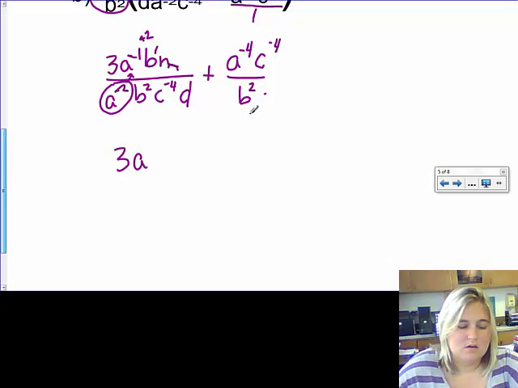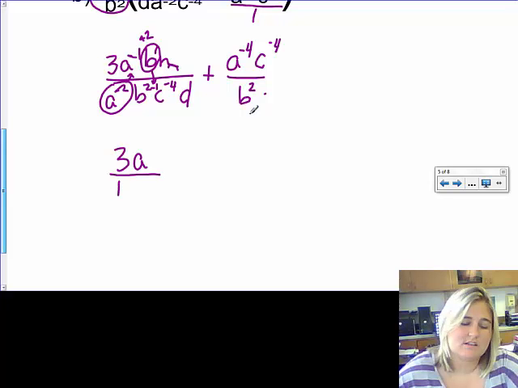I have b to the first and b to the second. I'm going to move the smaller one, which is b to the first, and I'm going to move it down here, which means I'm going to subtract 1 because this was positive. I'm going to do the opposite, which is to subtract. So I have b to the second minus the first gives me b to the understood first. My m is to the first, and I don't have an m on the bottom, so it's just going to stay.